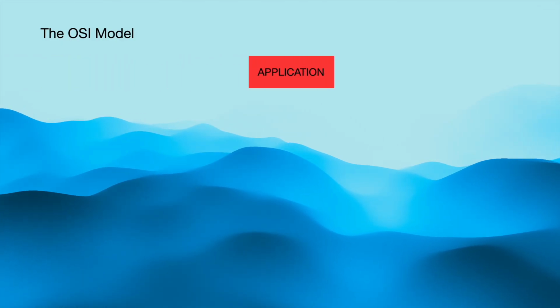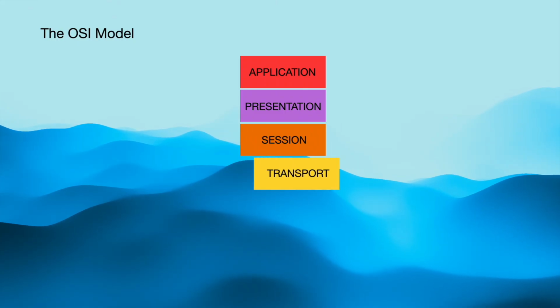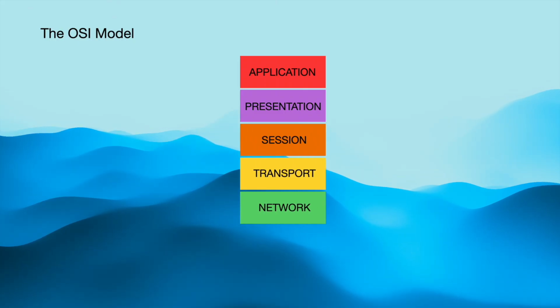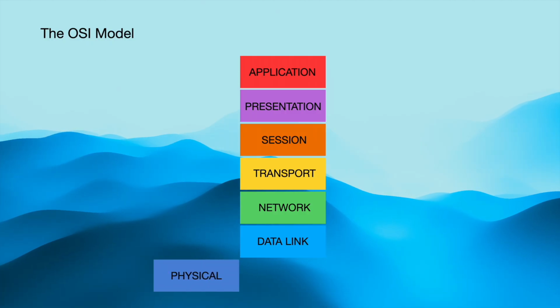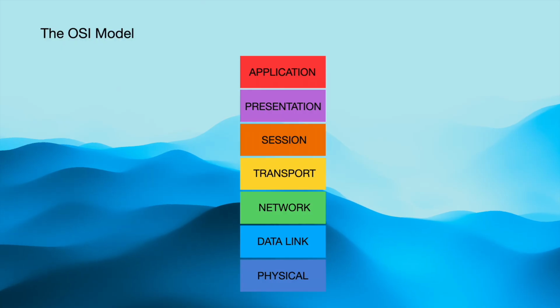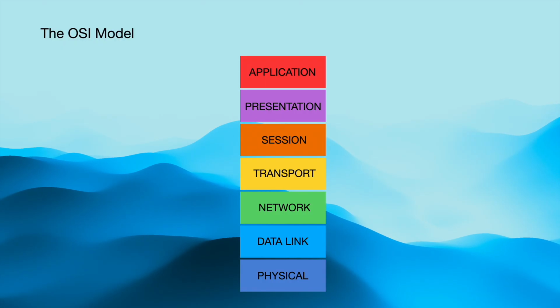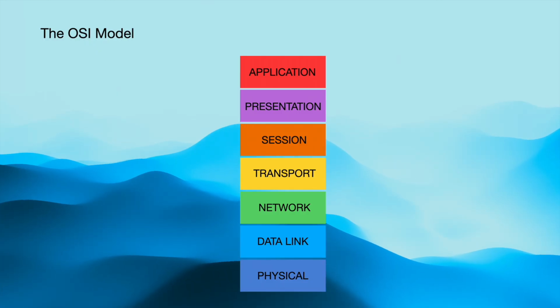Each layer has a job. One layer might package the data, another adds an address, another sends it across the wire, and the receiving device goes back up those same layers to unpackage and understand it. Think of it like sending a package. You write a letter, you put it in an envelope, you add an address, the post office carries it, and someone opens it on the other side.